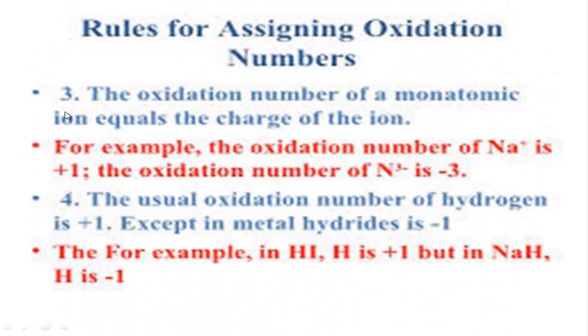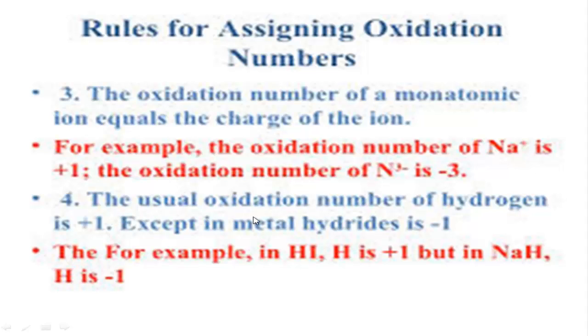Now, the oxidation number of a monoatomic ion equals the charge of the ion. That means when an ion is monoatomic, only one atom is present, so its charge is equal to its oxidation number. For example, sodium ion, Na+, its oxidation number is +1. N3-, nitride ion, its oxidation number is -3.